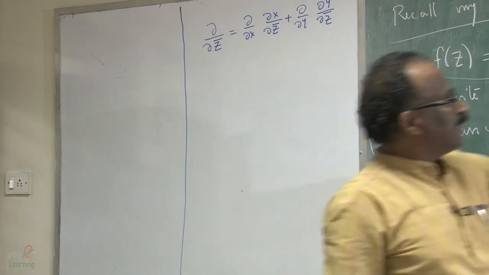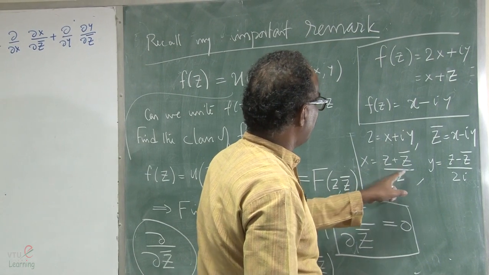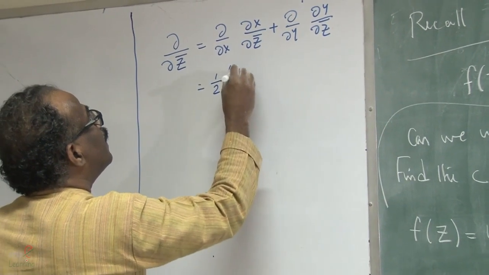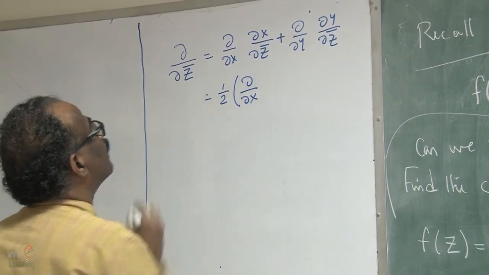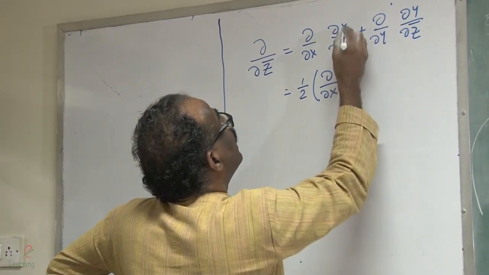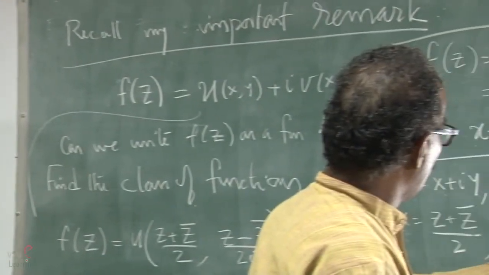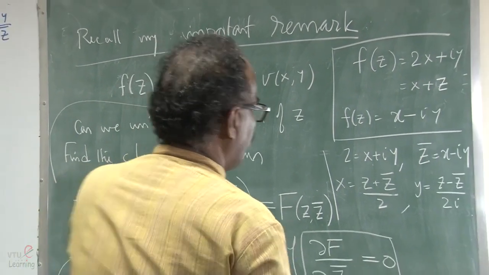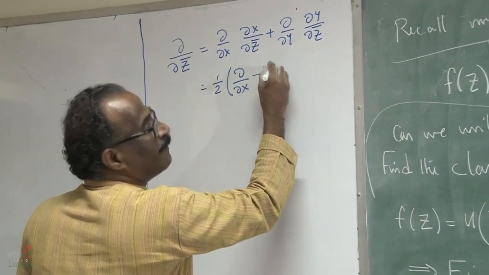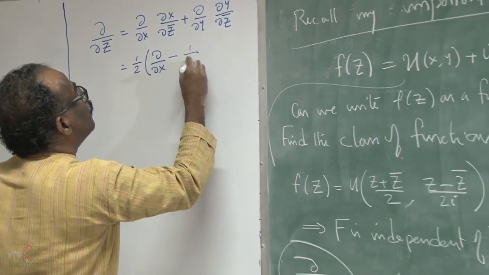But what is dx by dz bar? Dx by dz bar is equal to half. This is equal to half into d by dx. And what is dy by dz bar? Dy by dz bar is equal to minus 1 over 2i, right? Am I right? Dy by dz bar is equal to minus 1 over 2i. So it is 1 by i into d by dy.